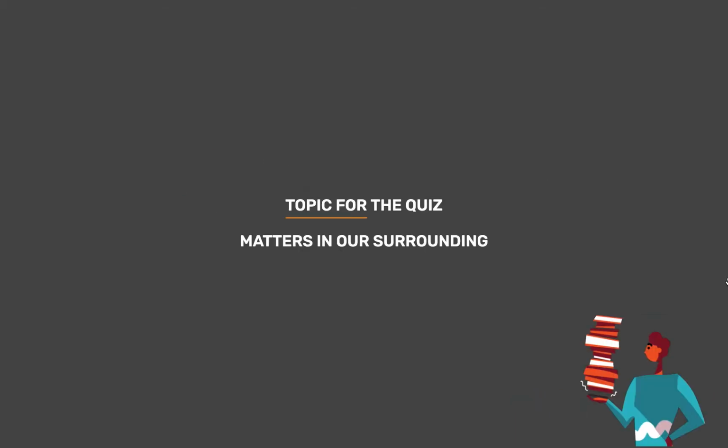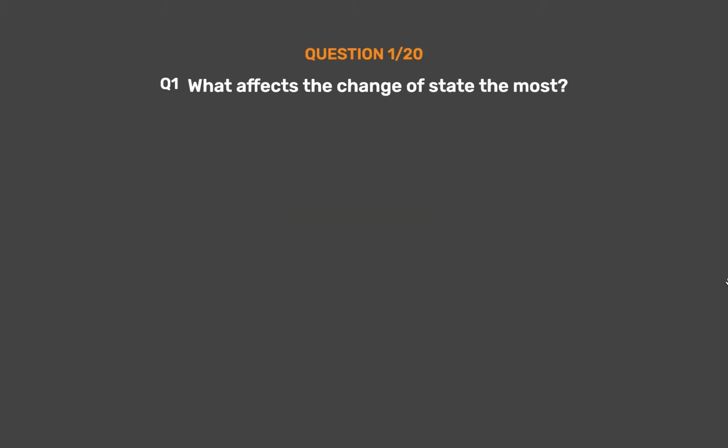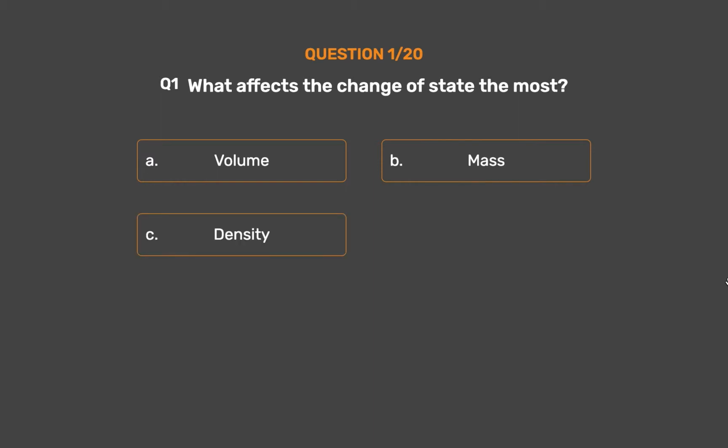Topic for today's quiz is matter in our surroundings. Question number 1. What affects the change of state the most? Option A. Volume. Option B. Mass. Option C. Density. Option D. Heat.